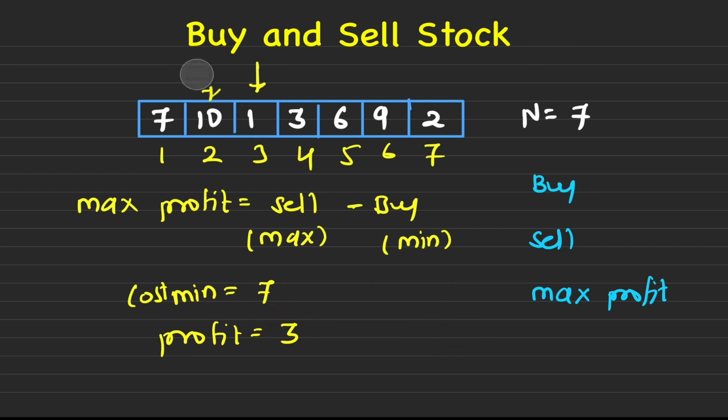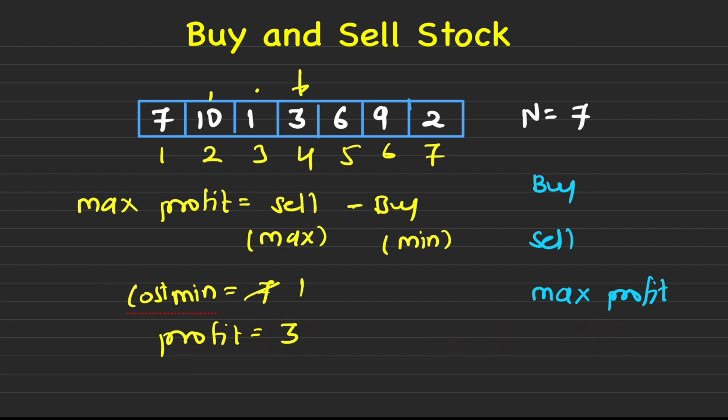Then I will move to the next day, that would be 3. But as we discussed, before we move ahead we need to keep track of the minimum element. The minimum element is 1, so it gets updated to 1. Now I bought the stock at rupees 1 and I try to sell it at rupees 3, so my total profit would be 2, which is less than the previous profit we got. So there is no point in taking this.